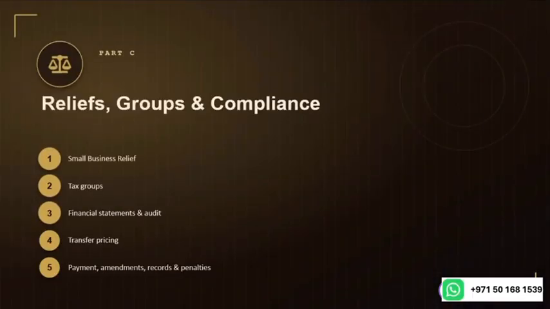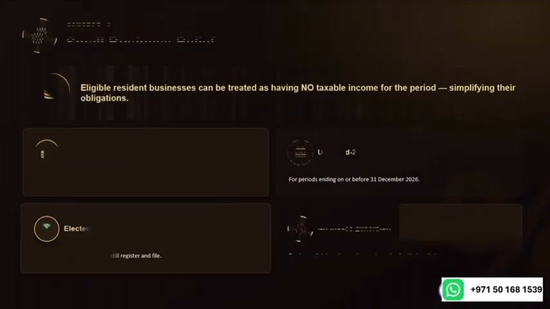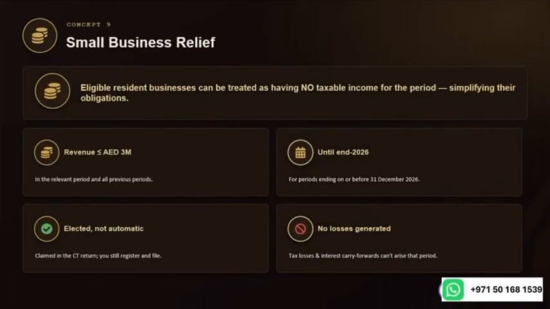Get an overview of reliefs, tax groups, and compliance requirements, focusing on small business relief and financial statements. Understand the criteria for small business relief, simplifying obligations for eligible businesses with no taxable income.